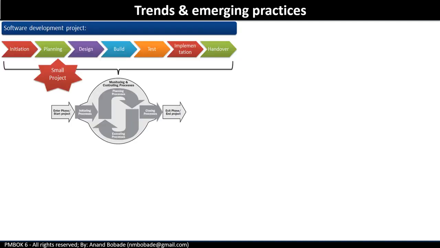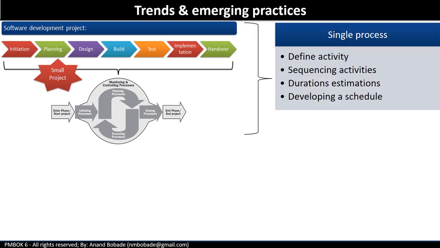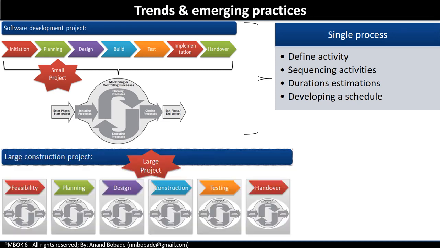What are the trends and emerging practices? The complexity and size of a project will have an impact on how project schedule management is done. In a smaller project, we can create a single process. The activities like defining or identifying activities, sequencing them, duration estimation and developing the schedule model will all be done once. In other words, schedule planning and schedule development is done as part of the planning process group once in an entire project. However, in a large project, these activities will be repeated in each phase of the project as shown on the slide.